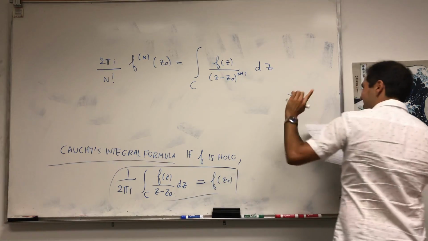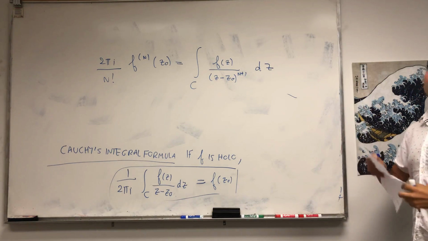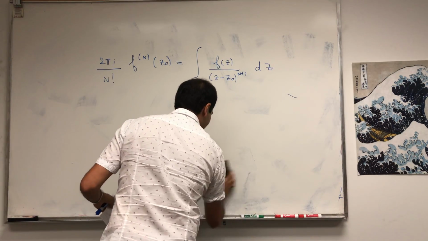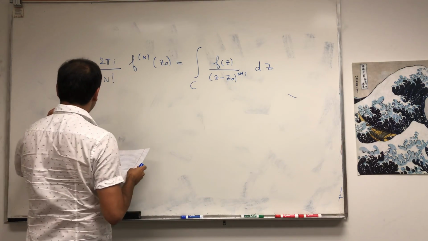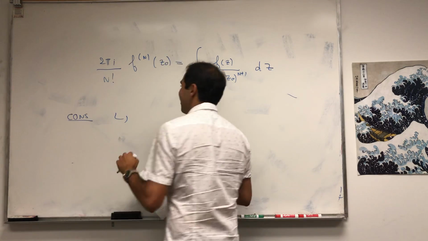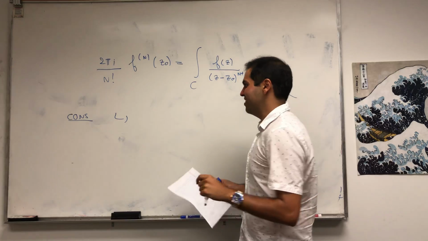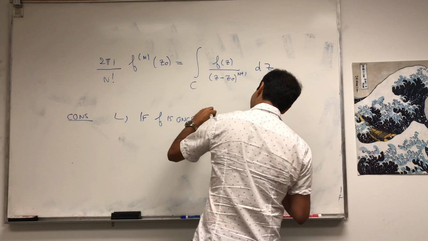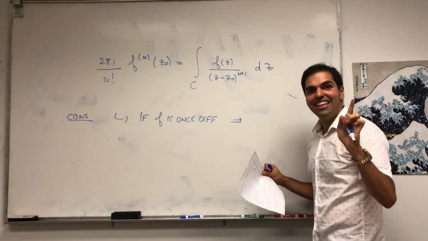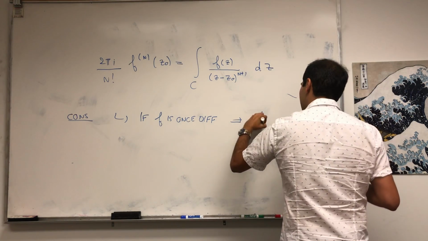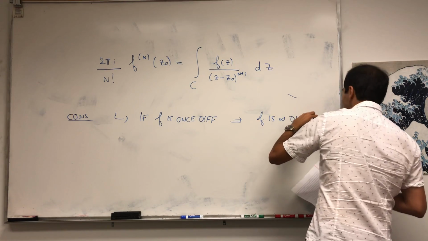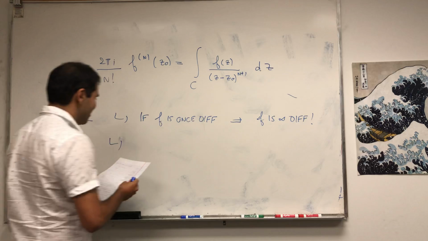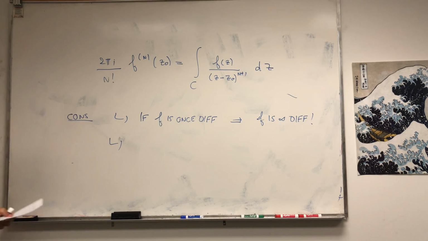Okay, you might not be impressed, maybe, but using those things, we can prove insane things. So here are some consequences, and this is why I really like this formula. First of all, and this is very not true for real analysis, if f is once differentiable, then it's infinitely differentiable. Wow. So once you can take one derivative, then you can take as many derivatives as you want. Insane, but it's true.